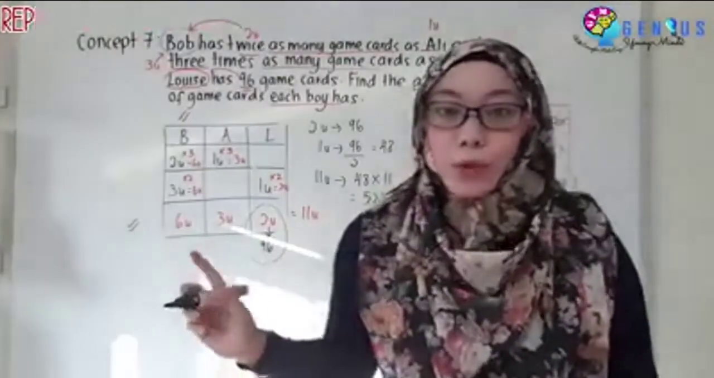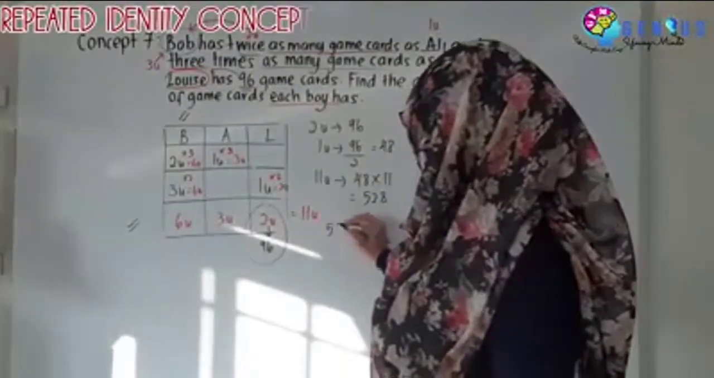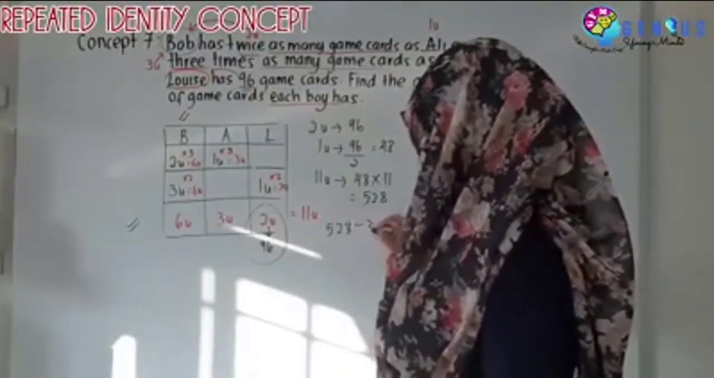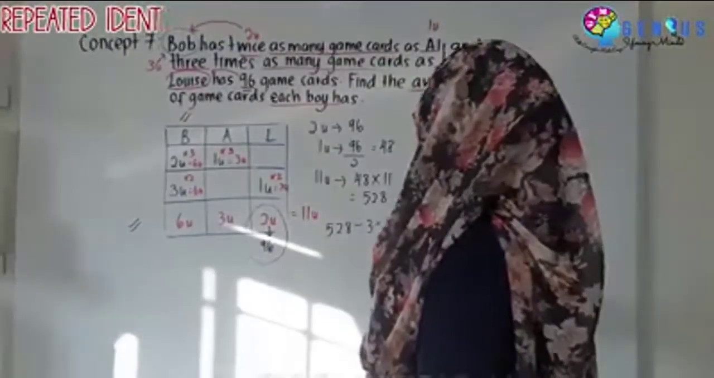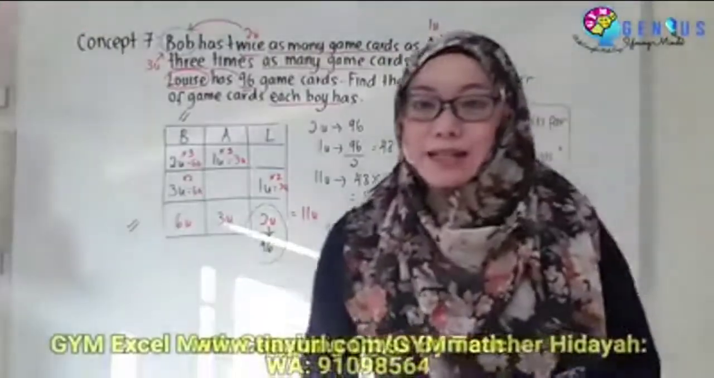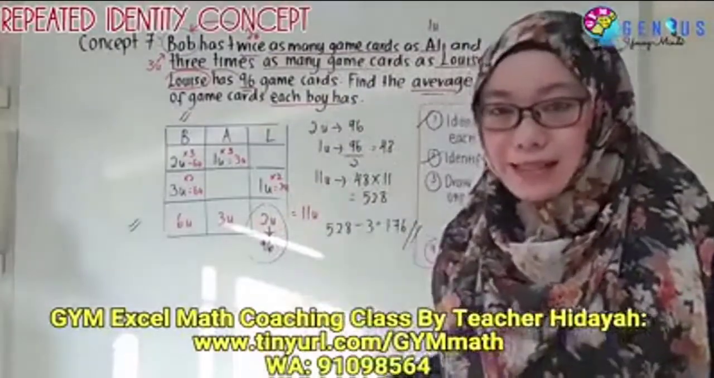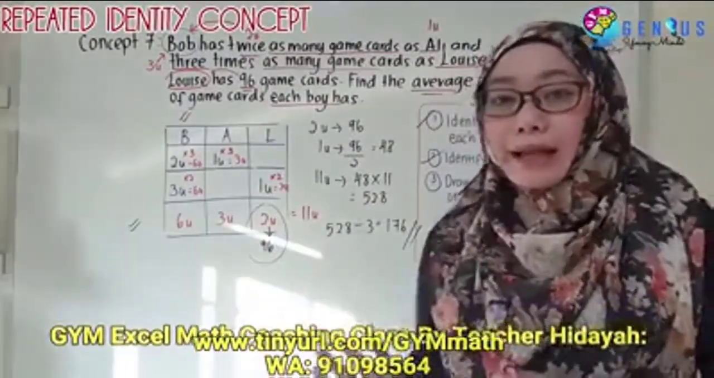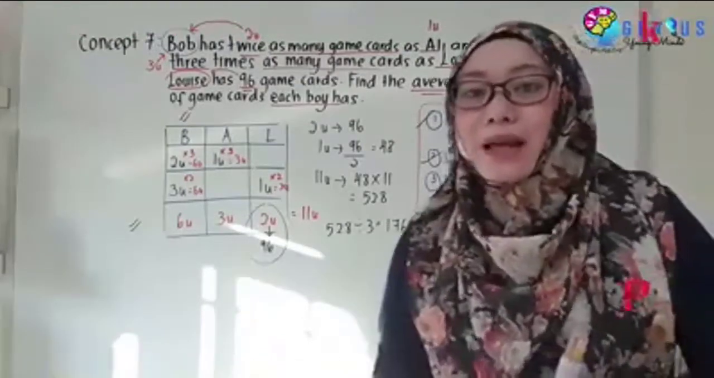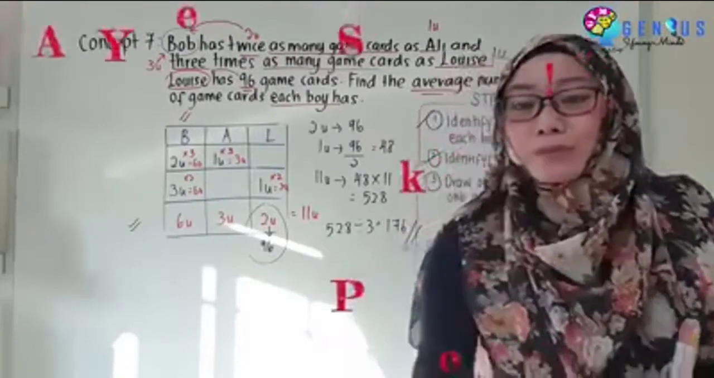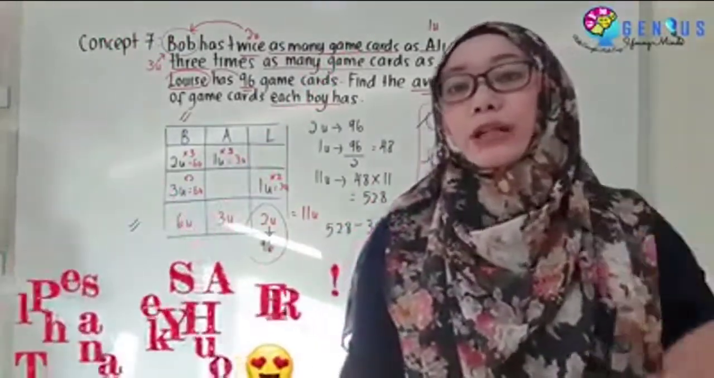Do we stop there? We do not stop there because the question asks for the average number. So we take 528 divided by 3 boys, and this will give me 176. This is the answer. I hope this is clear. This is easy. This is repeated identity, one of the must-know PSLE problem-sum math concepts. I hope you can try this question at home to coach your child.